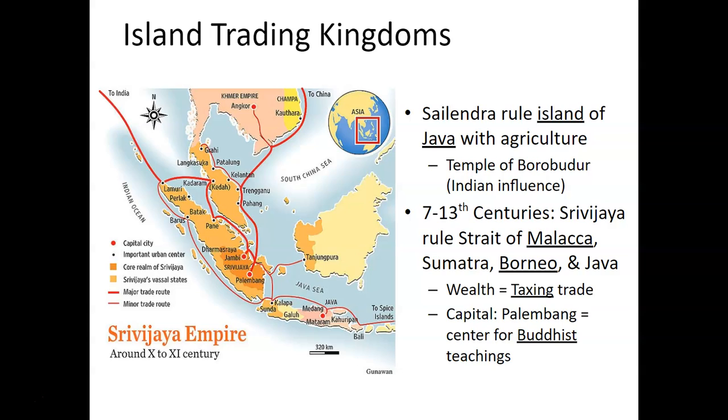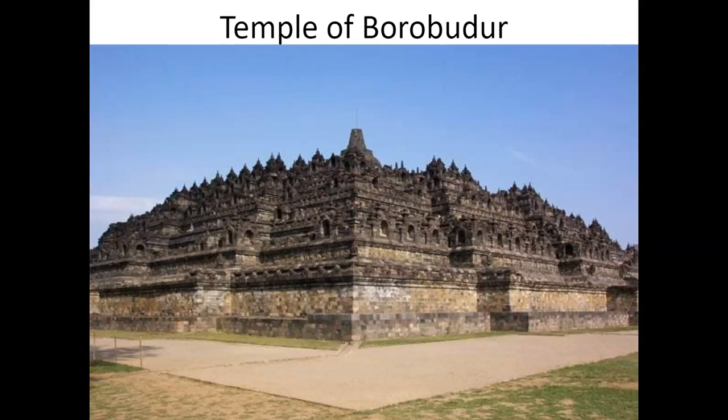Now, really, the reason why the Srivijaya Empire takes off is because they rule the Strait of Malacca and they control these islands. They are able to tax the trade that's moving through, whether it's the Strait of Malacca or the Sunda Strait. And their wealth solely comes through taxing. And their capital becomes not only an economic hub, but really a religious hub for Buddhist missionaries and for the Buddhist faith to expand in this region. All right, here's the Temple of Borobudur.